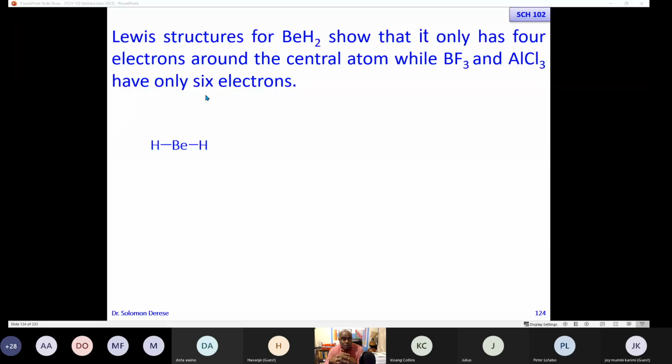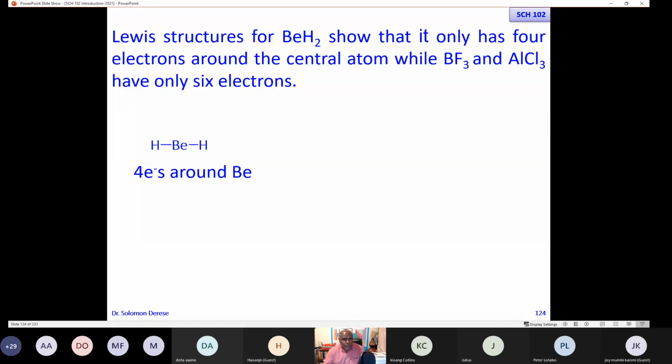Okay? So there is no way you can have 8 electrons coming out of 4. Even if we want to have 8 electrons around the beryllium, we do not have enough electrons to allow that. As a result, the Lewis structure for BeH2 will have beryllium bonded to the two hydrogens, and around the beryllium we have 4 electrons. And this is a valid Lewis structure for BeH2.